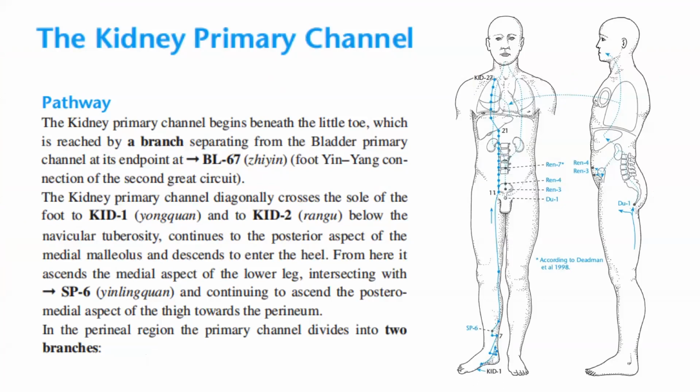The kidney primary channel diagonally crosses the sole of the foot to Kidney 1 and to Kidney 2 below the navicular tuberosity, continues to the posterior aspect of the medial malleolus and descends to enter the heel. From here, it ascends to the medial aspect of the lower leg, intersecting with Spleen 6 and continuing to ascend the posterior medial aspect of the thigh towards the perineum. In the perineal region, the primary channel divides into two branches.